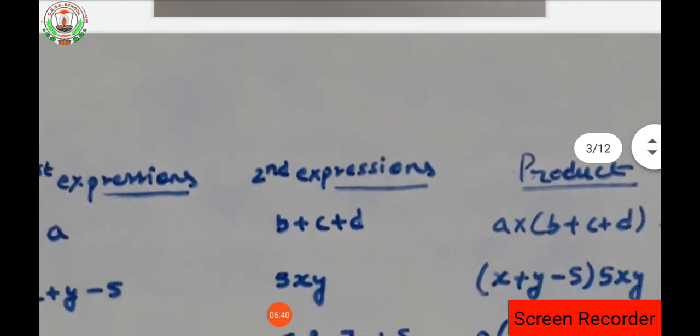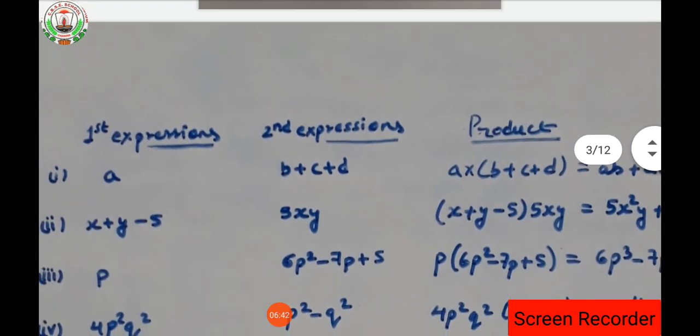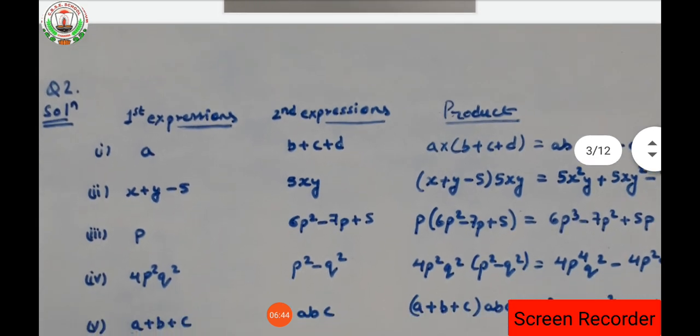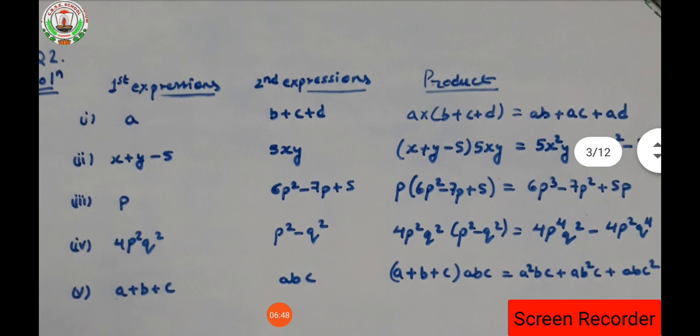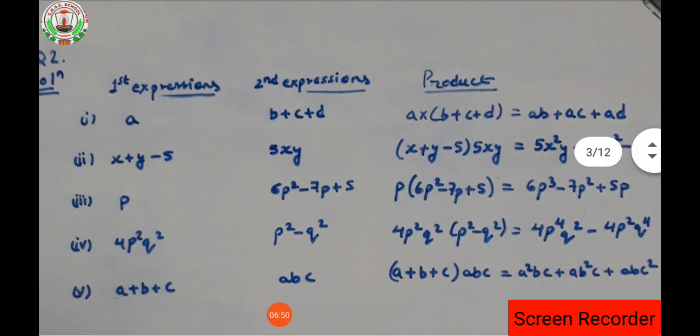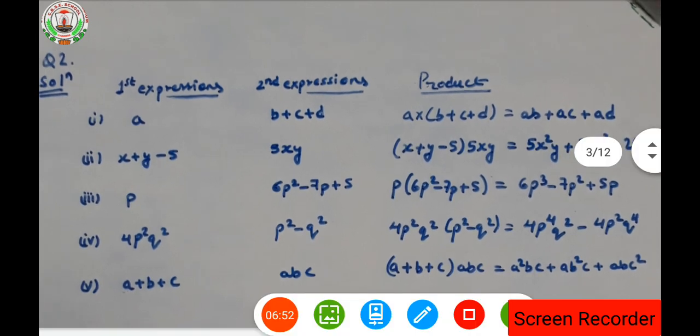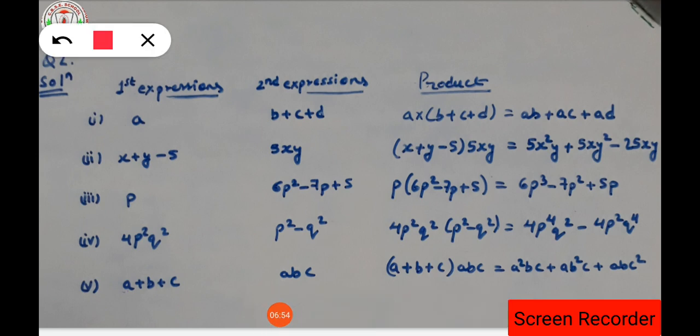In question number 2, as I told you, it is asking about the expressions, isn't it? First expression and second expression are given. What we have to do? We have to find the product. Now look how to find the product in this. So here we are talking about two things. Here this one a is the first expression and this b plus c plus d is the second expression. We have to multiply these in order to find the result, and whatever answer we get, we will write in the form of product.